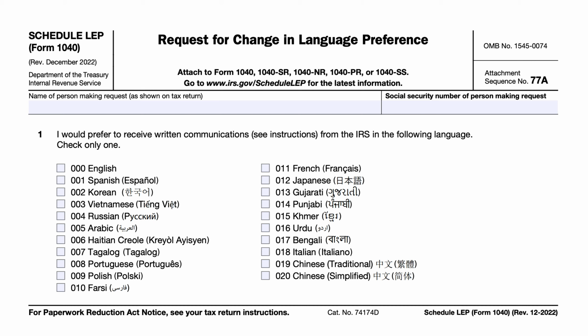LEP, which is a request for change in language preference. There's not a whole lot to completing this tax form. Basically, in this video, we're looking at it. So I'll spend a decent amount of time talking about some of the questions that certain readers might have when it comes to this.